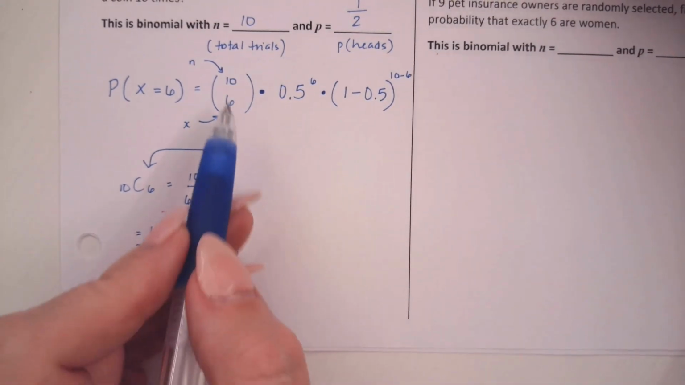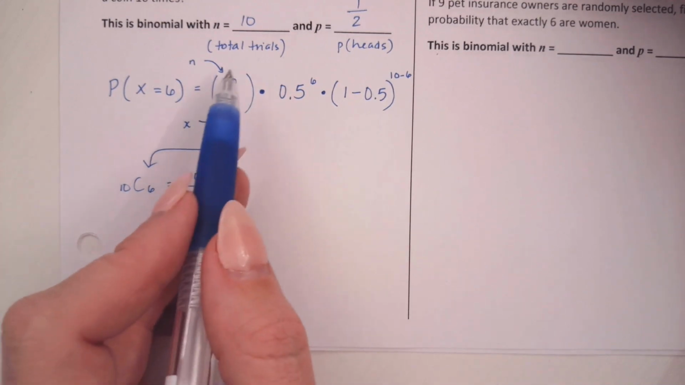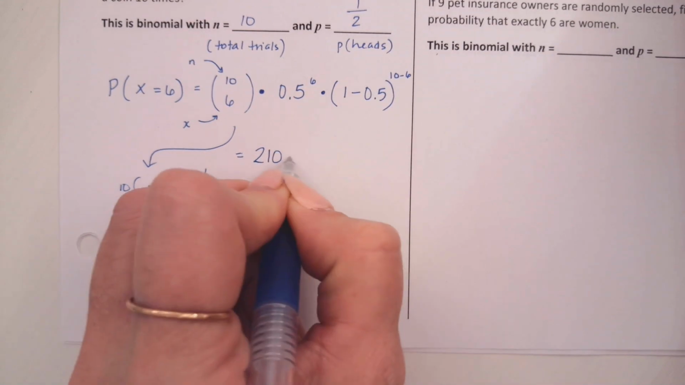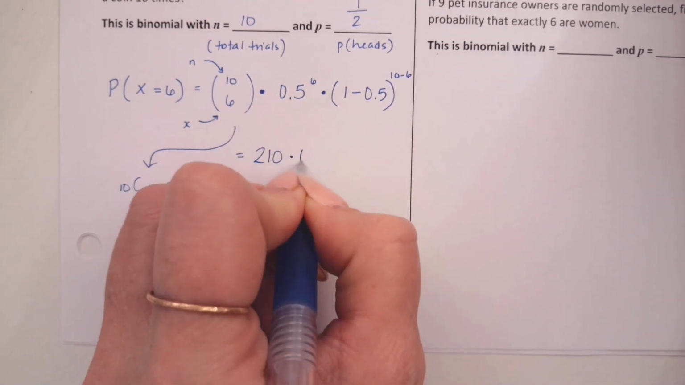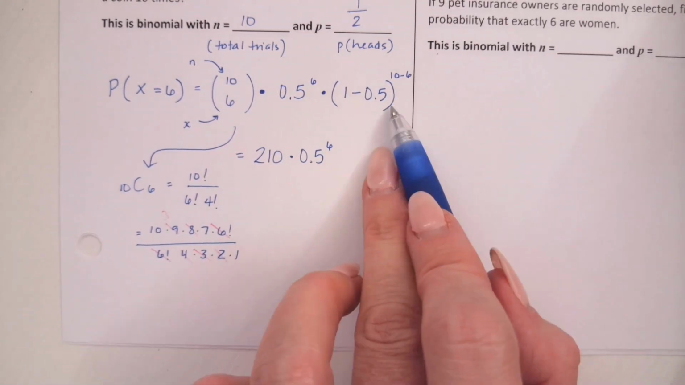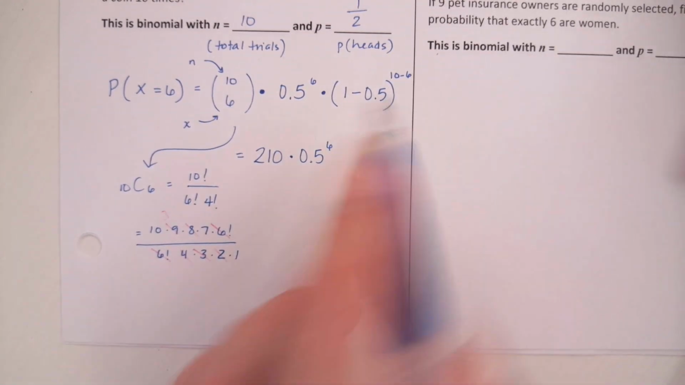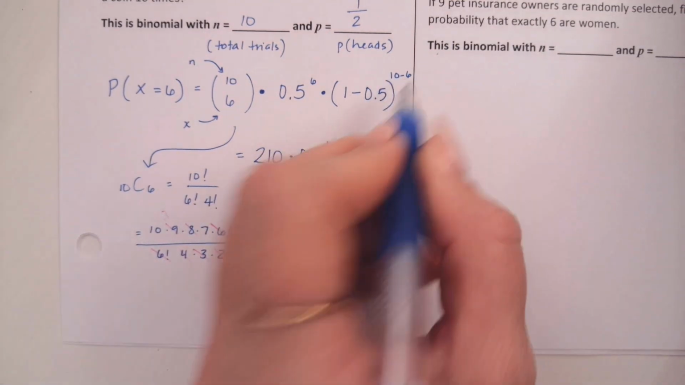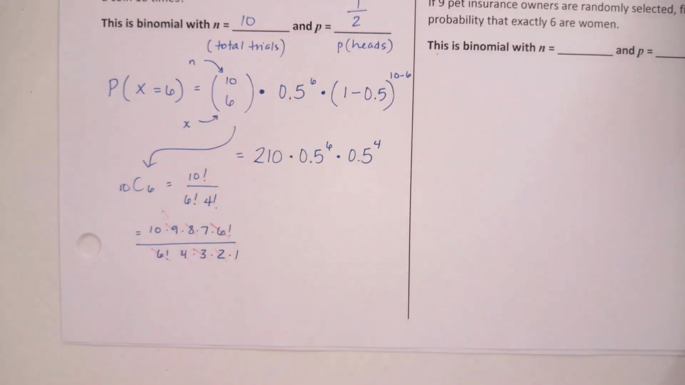So now going back, I now know that this is 210. So I'm going to put that back in my formula, 210. And then I also have still 0.5 to the 6th power. And then I can simplify this, the 1 minus 0.5, which is 0.5. And then my new exponent on this would be a 4. 10 minus 6 would be a 4th power. And then from here, I'm just going to type it in my calculator.